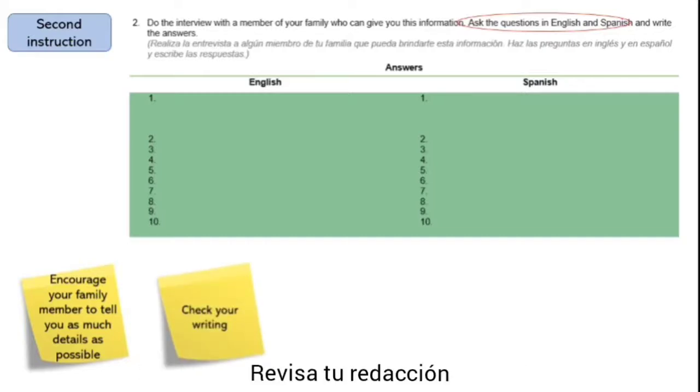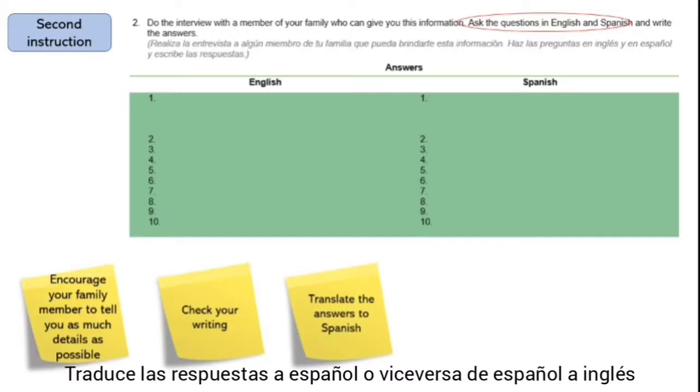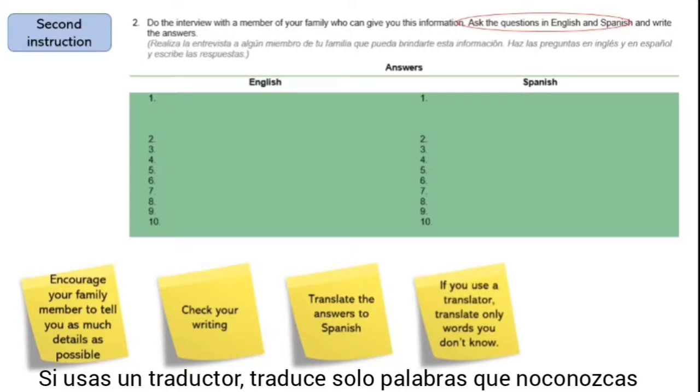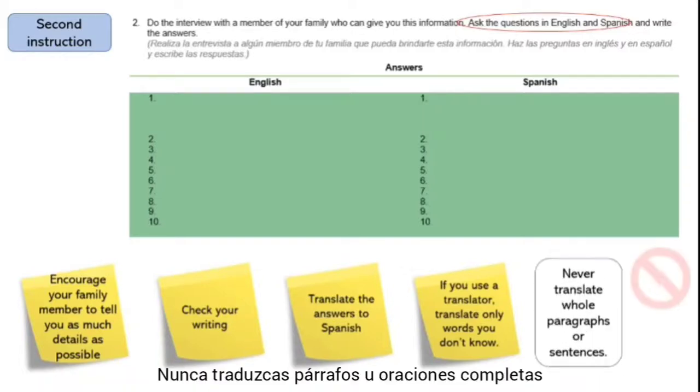Check your writing. Translate the answers to Spanish or from Spanish to English. If you use a translator, translate only words that you don't know. Never translate whole paragraphs or sentences.